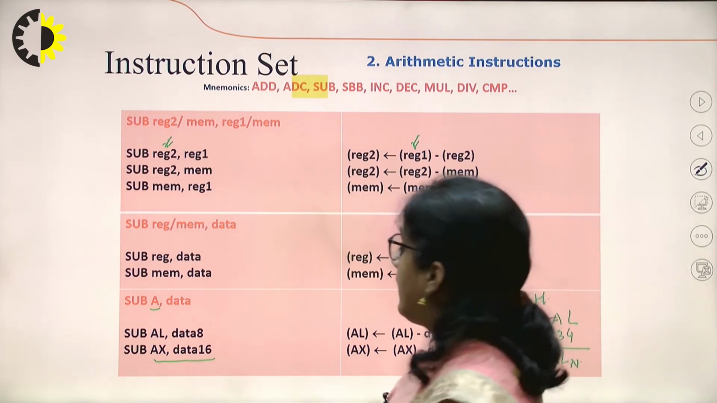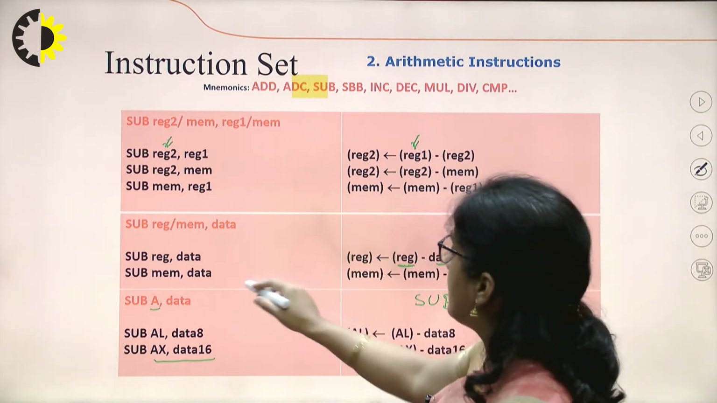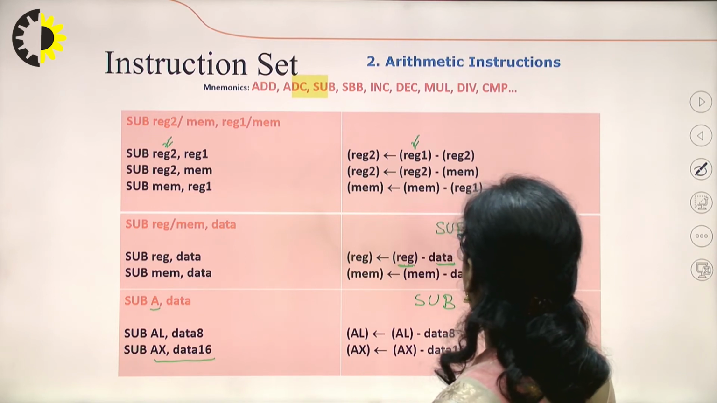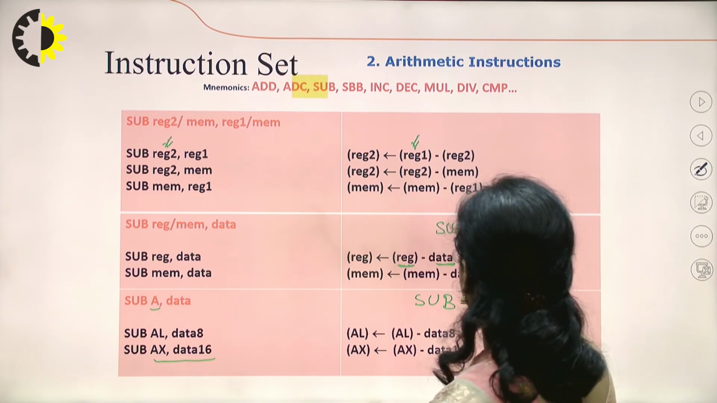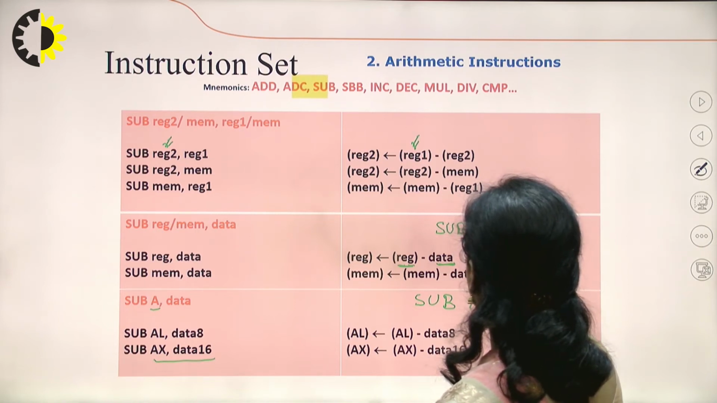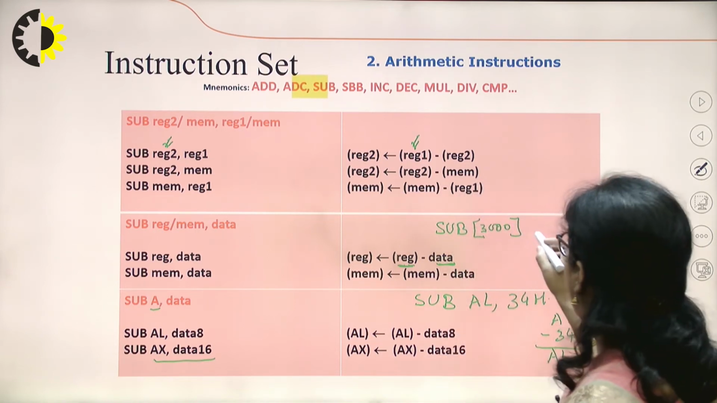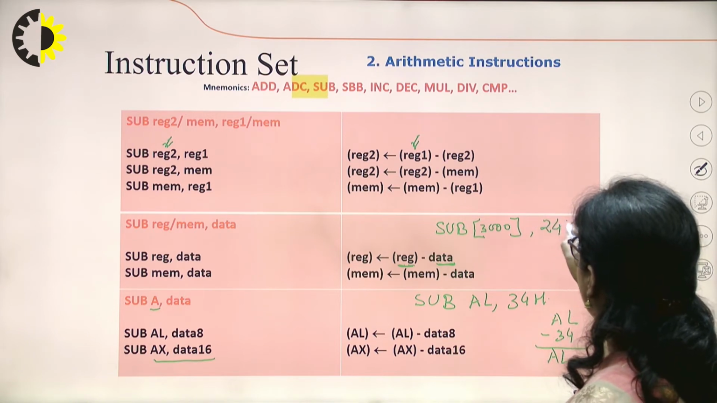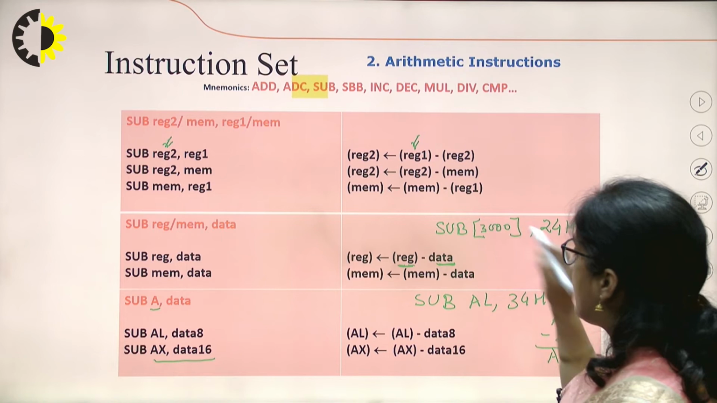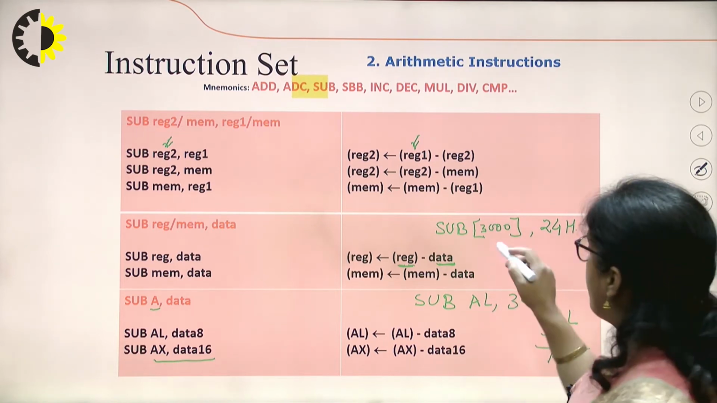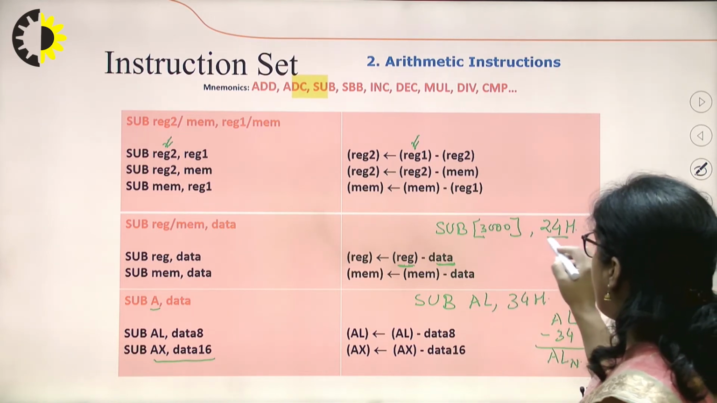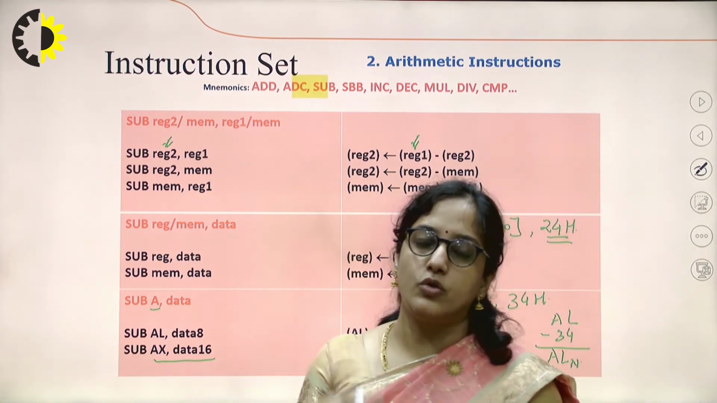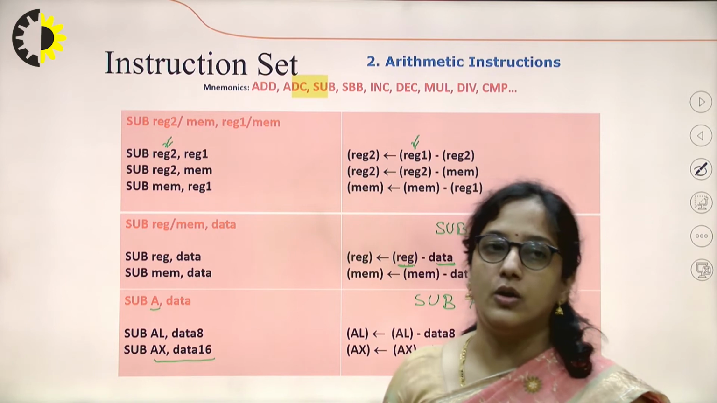Okay. In the case of memory, I can take it like SUB and specify a memory address. We will take 3000, comma, and we will specify the data, so we can take it as 24H. So whatever the content at location 3000, from that the microprocessor will subtract the value 24, and the result will be stored at that particular memory location only.